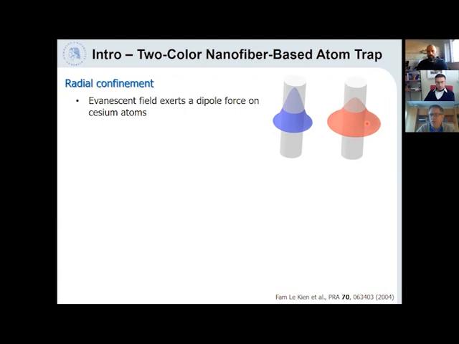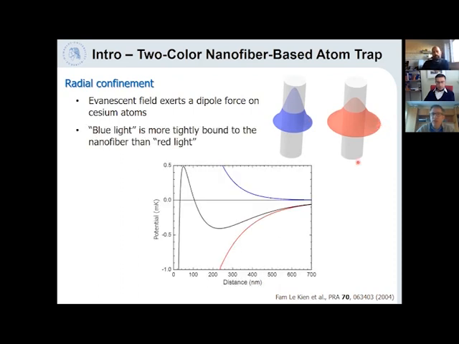But then if at the same time we send blue detuned light to the fiber, then the blue detuned light is more tightly confined to the fiber because the decay length is proportional to the wavelength. The decay length of the evanescent field is proportional to the wavelength. And thus, when the atom approaches the fiber, it first sees the attractive red potential, or the potential induced by the red light, and is attracted towards the fiber.